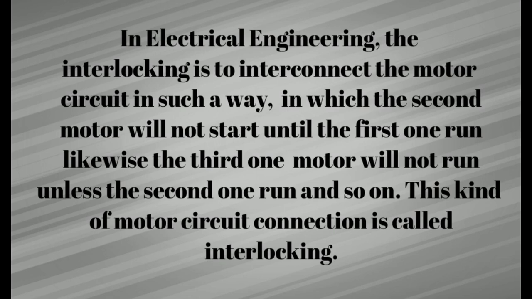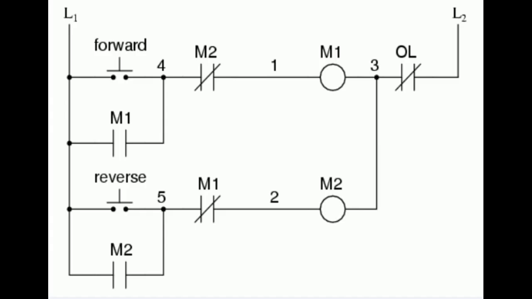Interlocking is very important to understand the diagram, and the definition says, in electrical engineering, interlocking is to interconnect the motor circuit in such a way that the second motor will not start until the first one runs, likewise the third motor will not run unless the second one runs, and so on. This kind of motor circuit connection is called interlocking. Let me describe the logic.